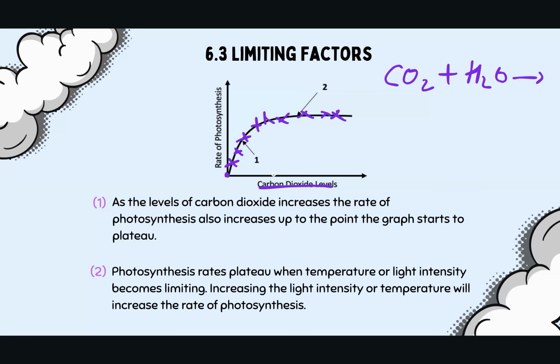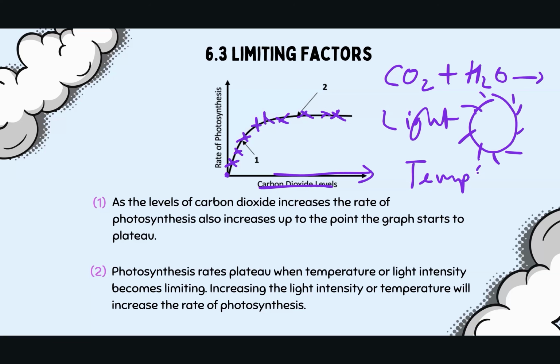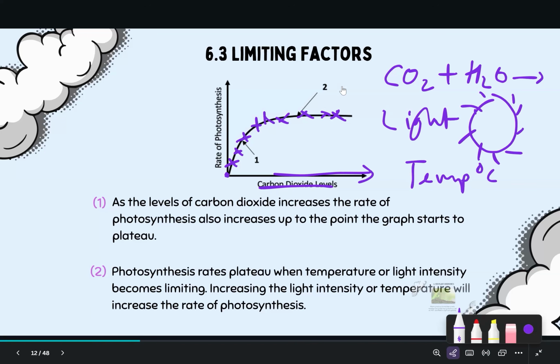At this point, the carbon dioxide levels are increasing further, but now something else is a limiting factor. And this time the limiting factor might be the light intensity, or it might be the temperature. So let's read through the text. As the levels of carbon dioxide increase, the rate of photosynthesis also increases up to the point the graph starts to plateau. So that is our description.